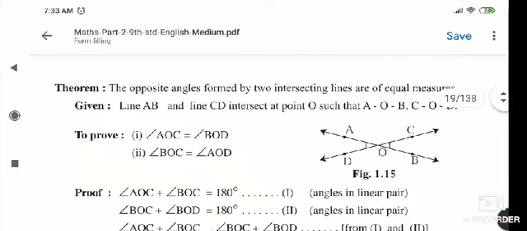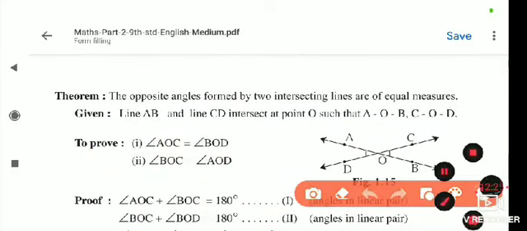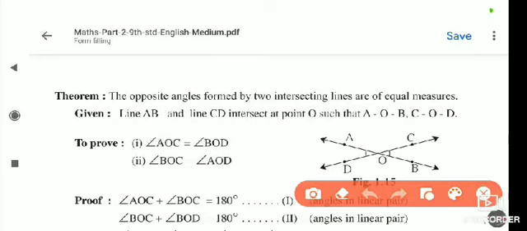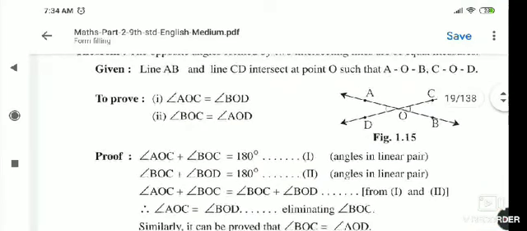Just now I told you, the statement which follows is the given: the opposite angles formed by two intersecting lines. So which two lines are intersected here? AB and CD. So AB and CD intersect each other at point O. So between us we have A-O-B and D-O-C. Now we have to prove that these angles are congruent, that I already told you.